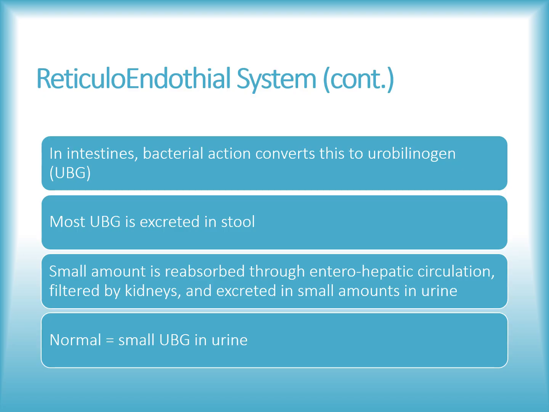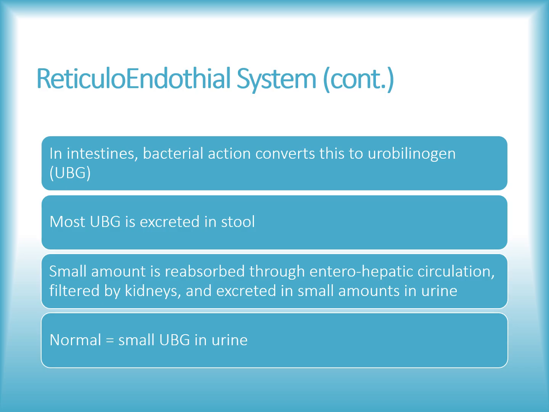All right, so once that bilirubin is conjugated and sent to the intestines, the normal flora or the bacterial action converts this to urobilinogen, or sometimes we call it UBG. Most of our urobilinogen is excreted in the stool, so that's what actually causes the color of our stool to be brown. But a small amount is reabsorbed through the enterohepatic circulation, filtered by the kidneys, and excreted in small amounts in the urine.